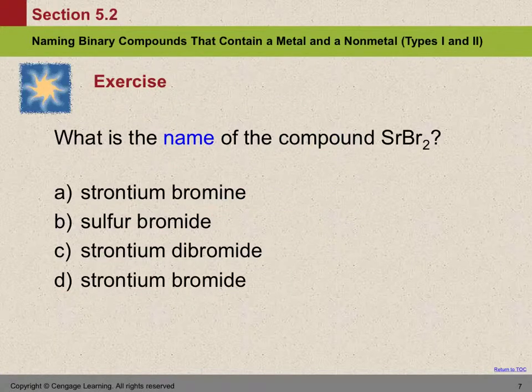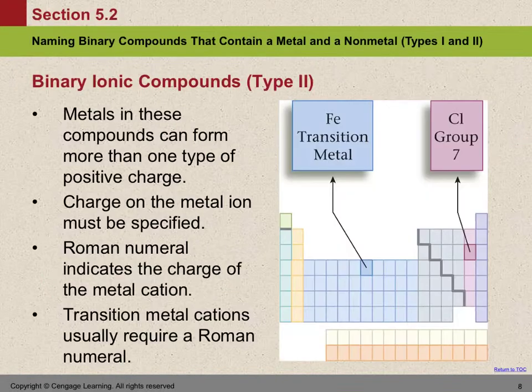So here is a sample problem for you to try. What is the name of the compound SrBr2? Correct answer is D, strontium bromide. Remember, it may be tempting to do dibromide, but because this is an ionic compound, we do not have to use a prefix such as di. We can assume that we have the +2 from strontium and the 2 -1s from bromine will make a neutral compound.